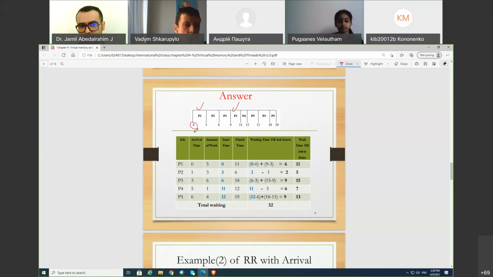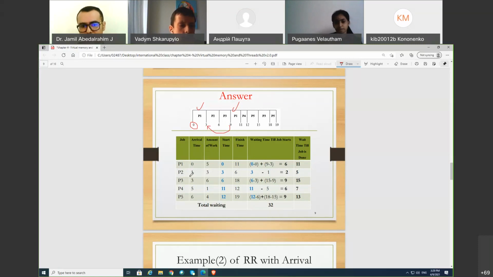Okay, 0. This is the start time of the first period. The arrival time of process 1 is 0. So 0 minus 0, plus the start time of the second period. Okay, this is the second period. The start time will be 9. Okay, 9 minus the waiting time. We wait from 3. So 9 minus 3, we got 6.